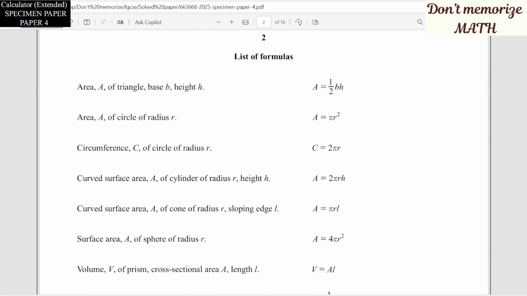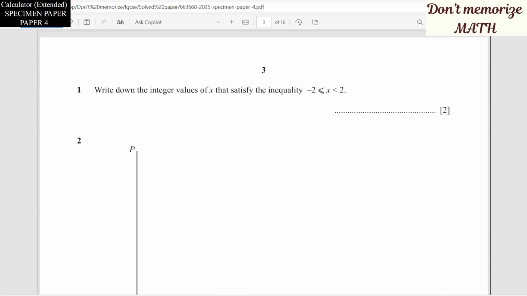So the first question is: write down the integer values of x that satisfy the inequality -2 ≤ x < 2. So we need some integer values which satisfy this inequality. So what do you mean by integers? Integers are the numbers 0, 1, 2, etc. And also you have -1, -2, -3, etc. Okay, so we need the integer values which satisfy this inequality.